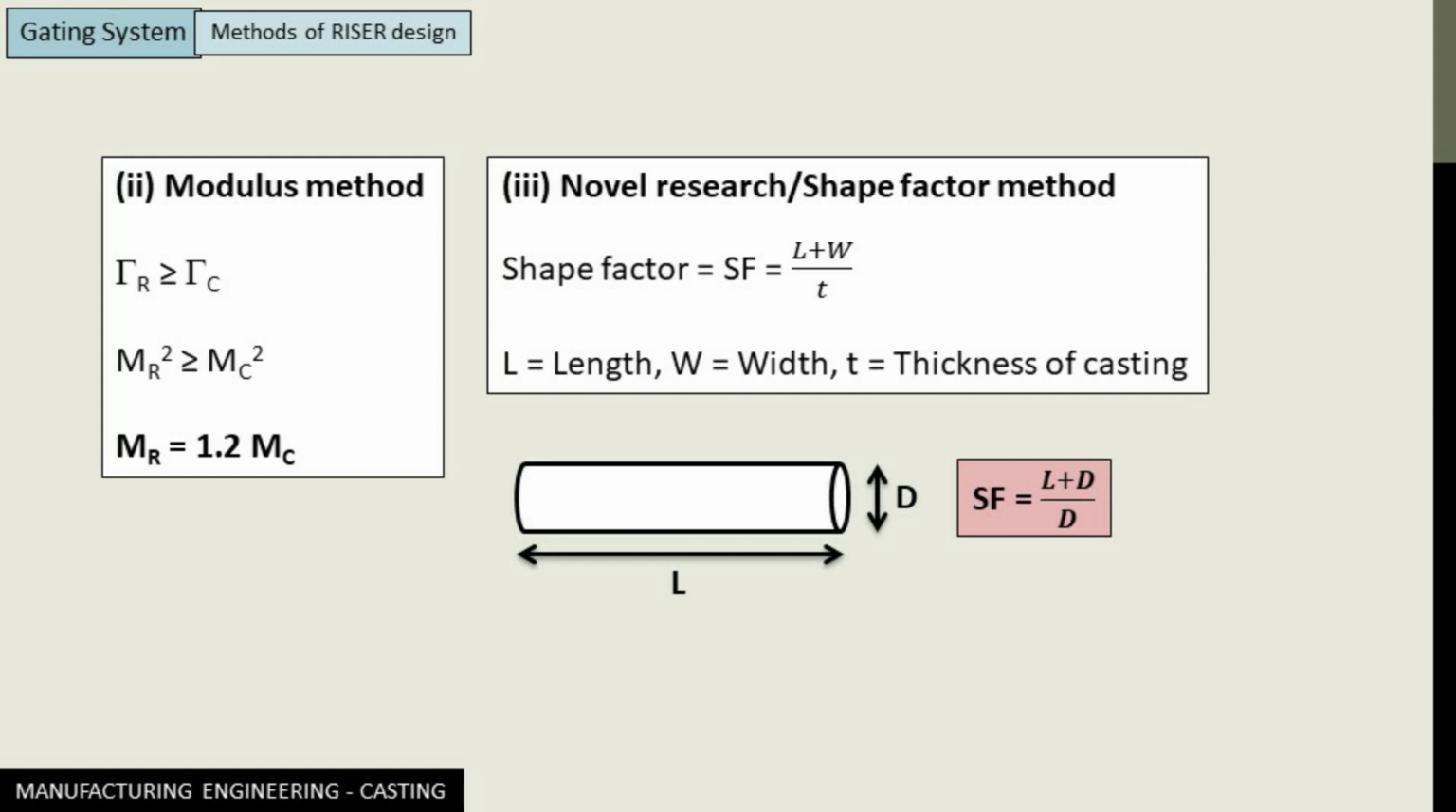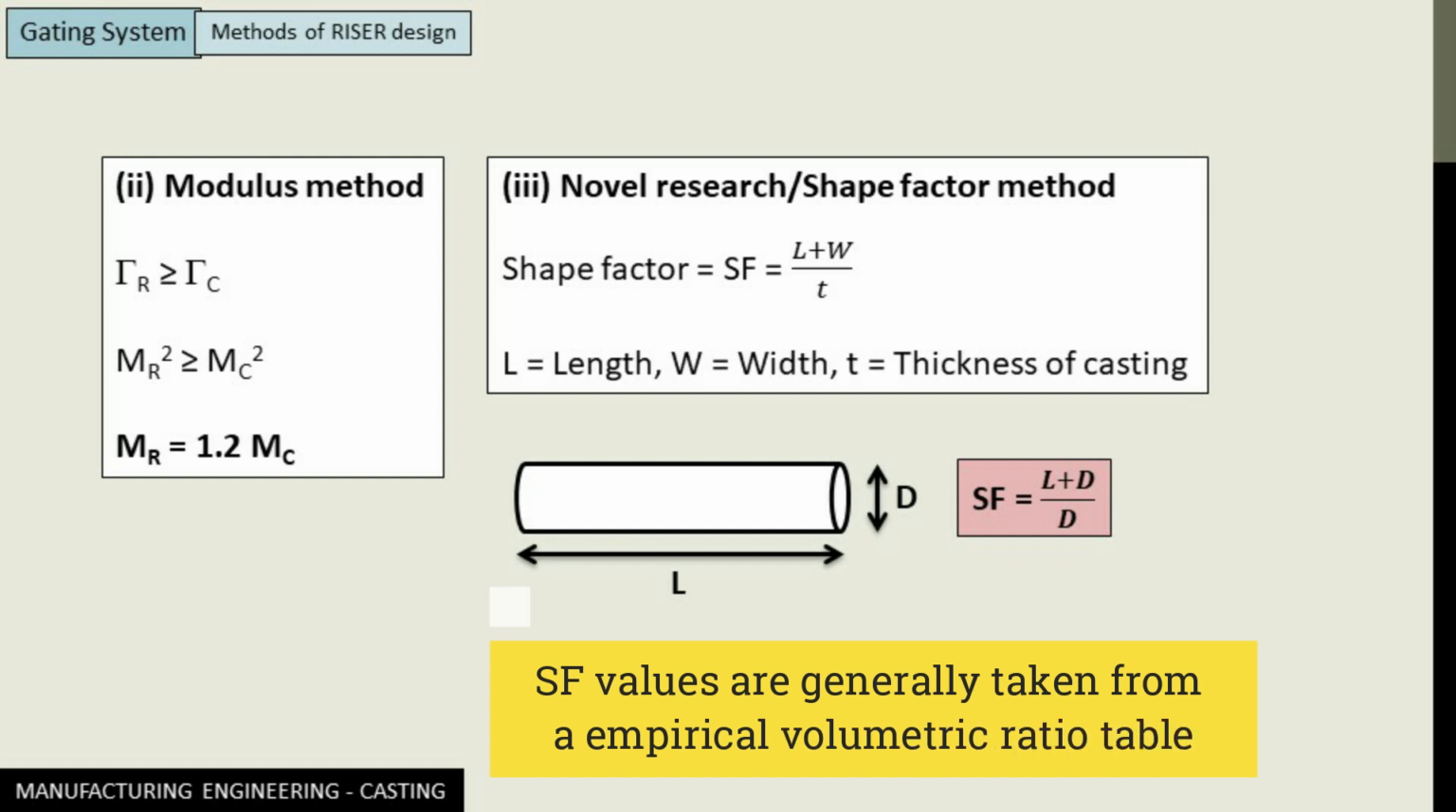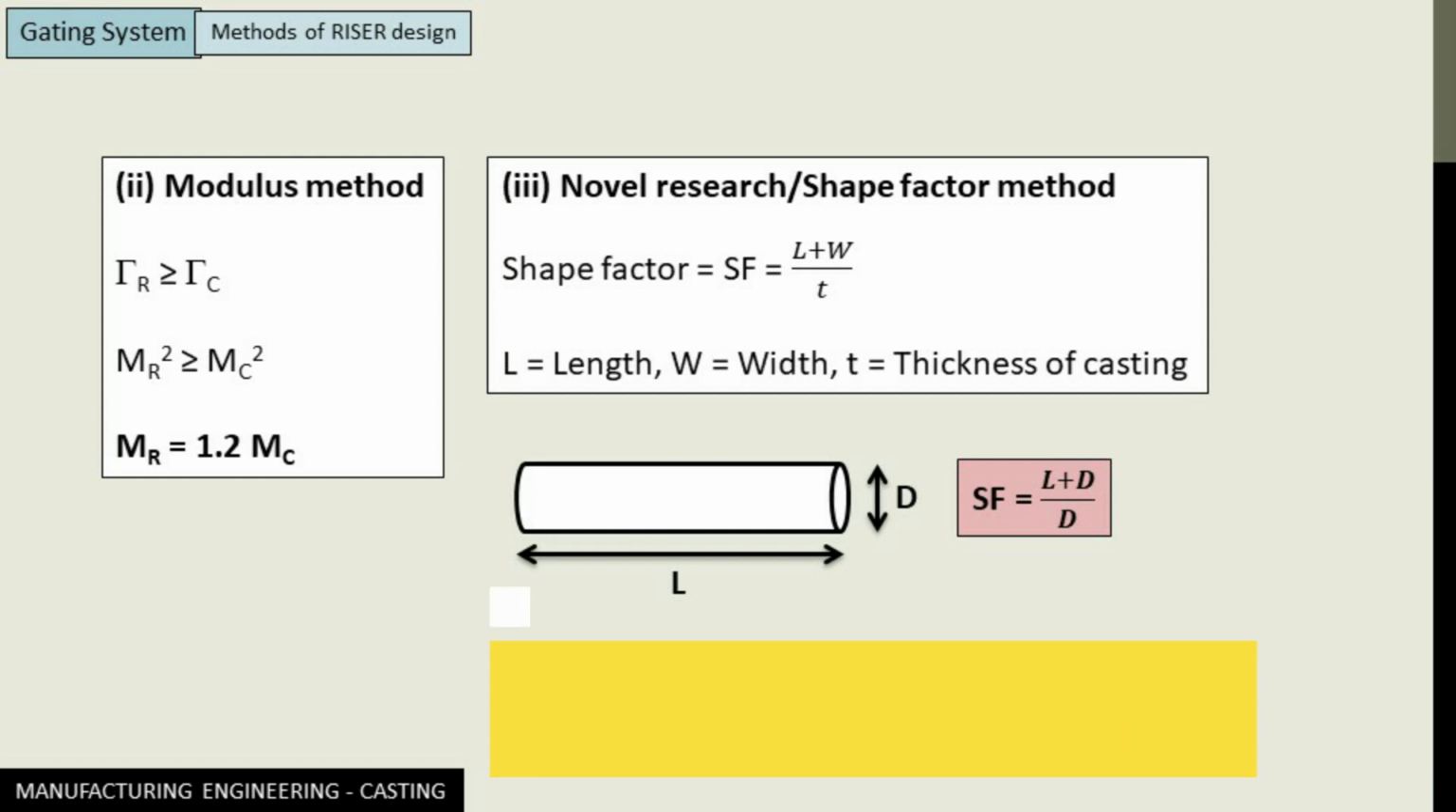Next we have the Novel Research or shape factor method. Here the shape factor is given by the summation, the addition of length and width of the casting divided by the thickness of the casting. This value of shape factor is generally taken from a volumetric ratio table, which is again an empirically made table.